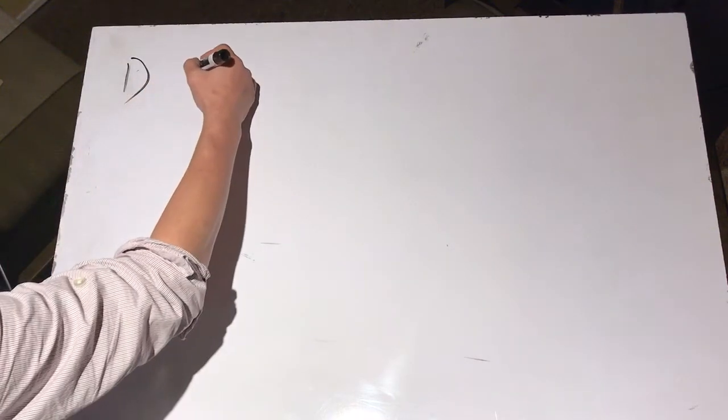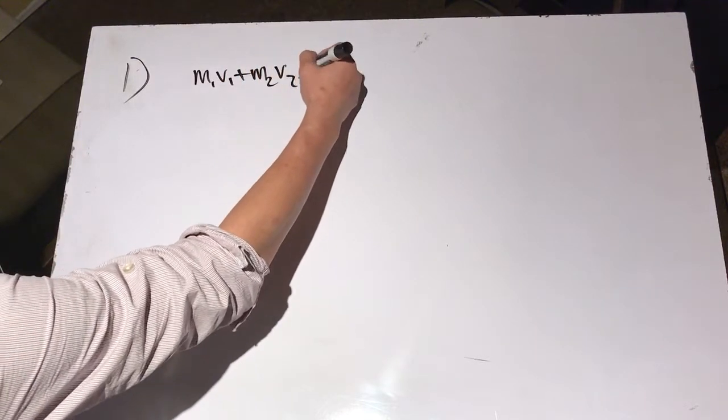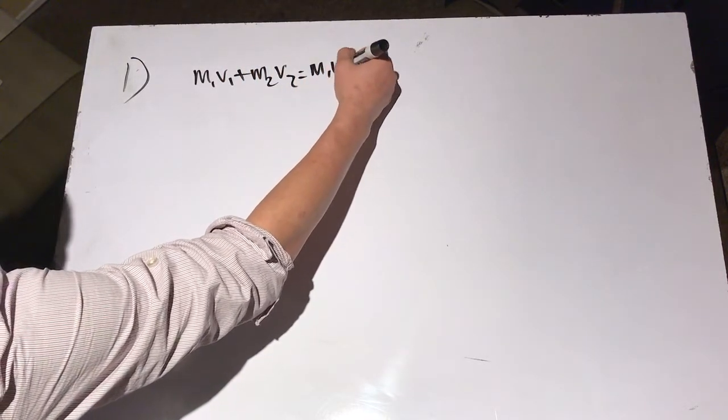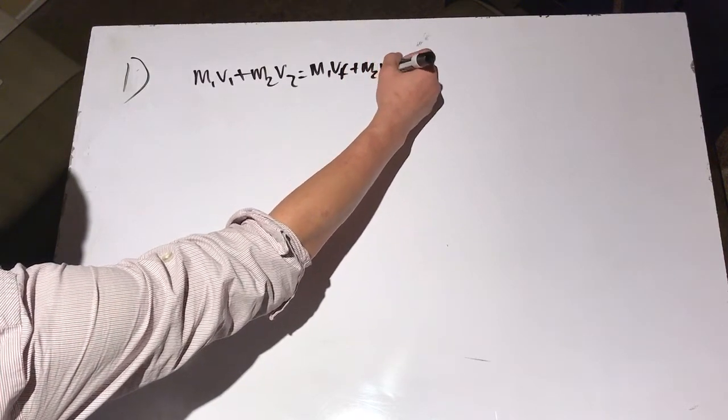Let's get back to question number 1. Question number 1 is the concept of momentum, and it is elastic. m1v1 plus m2v2 is equal to m1v1 final plus m2v2 final.